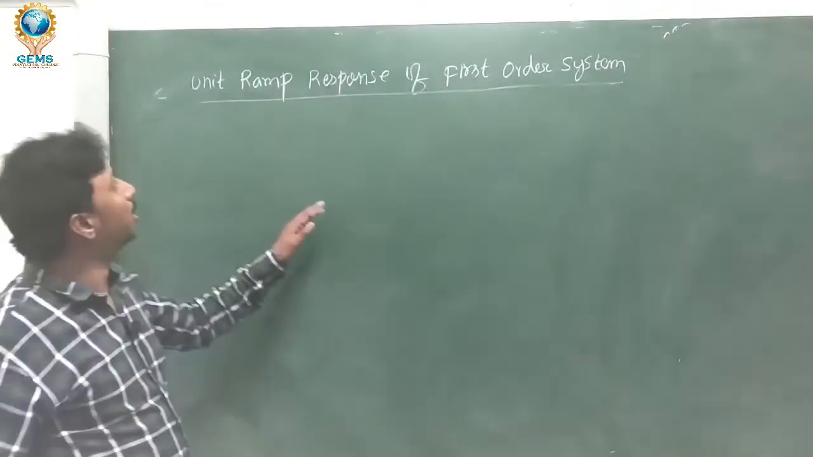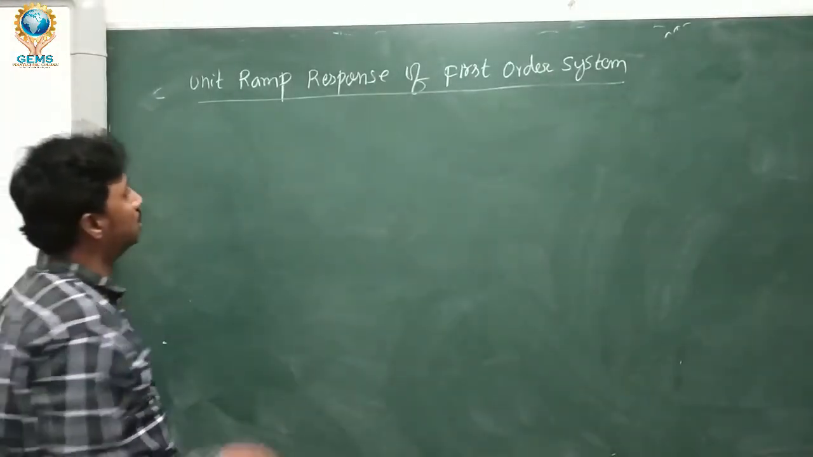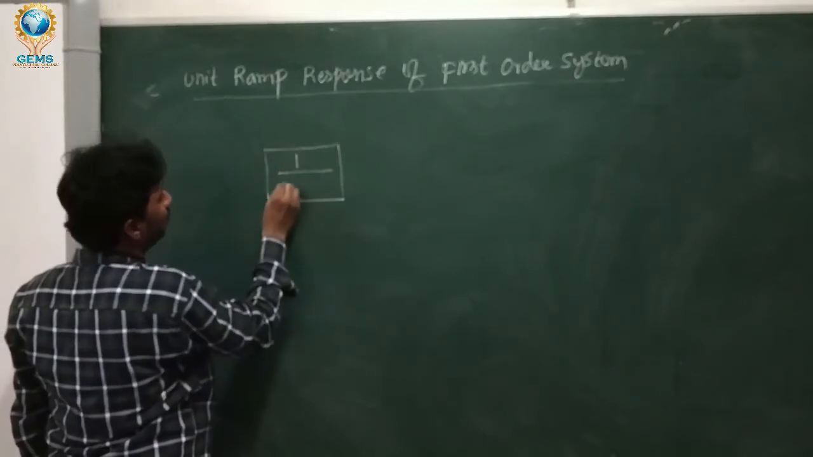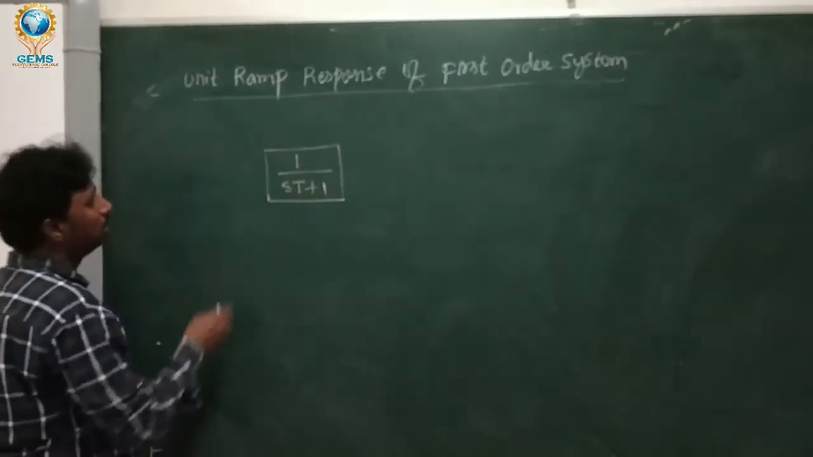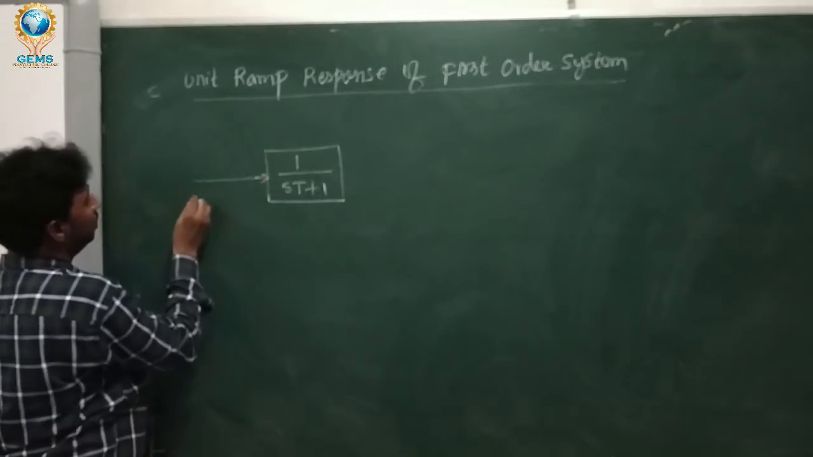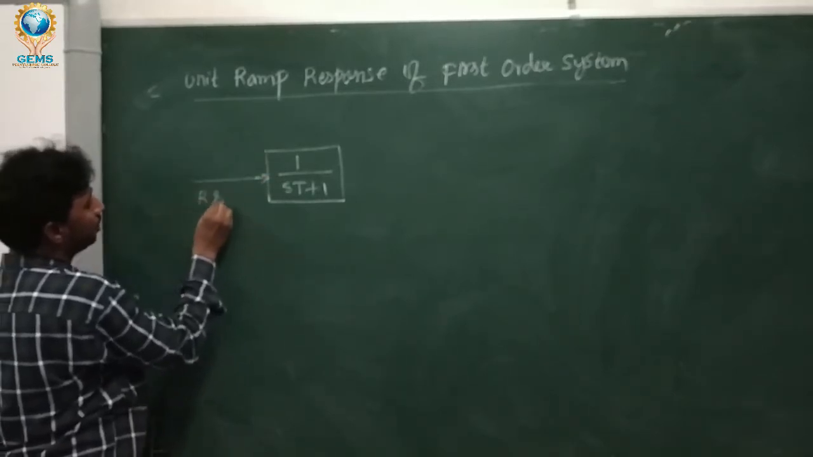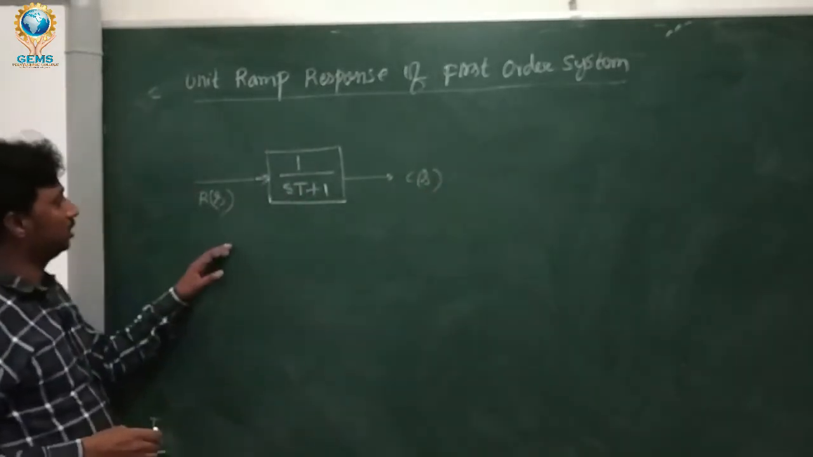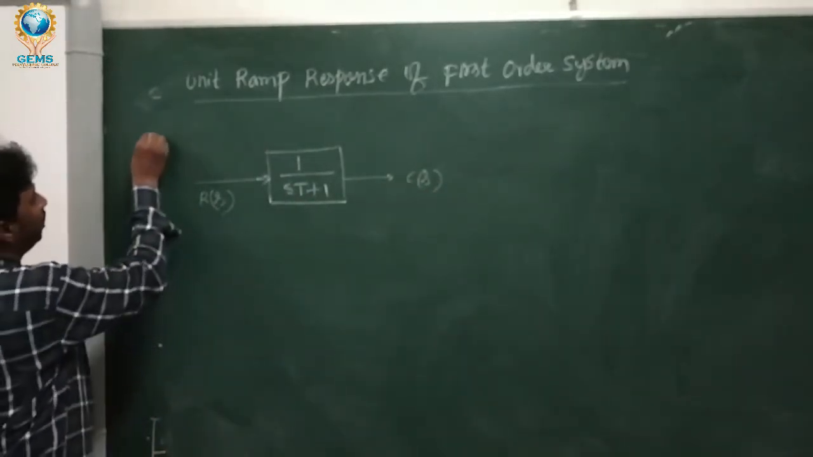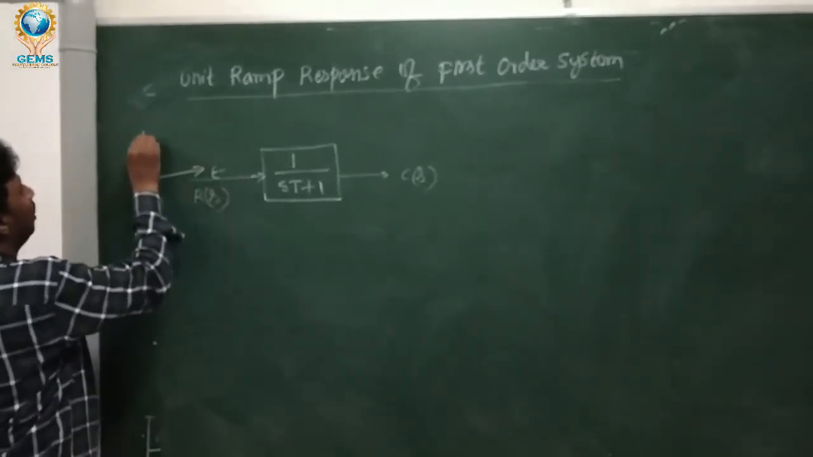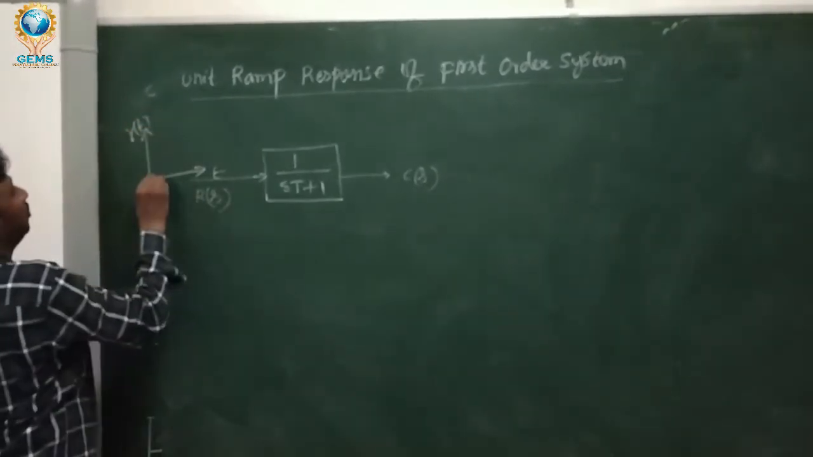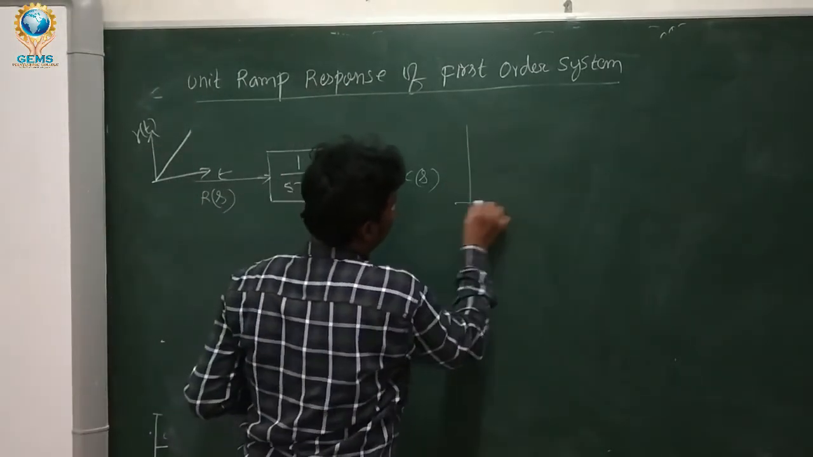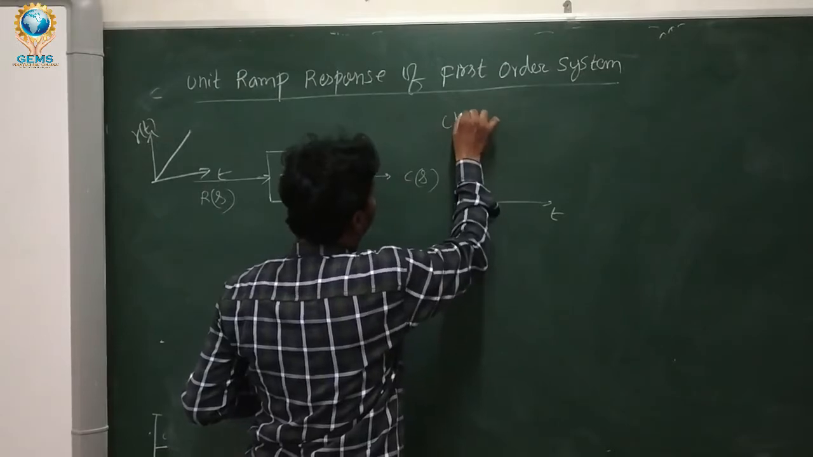Now for the first order system, I am going to apply the unit ramp signal. You know that this is your first order system, 1 by (sT plus 1). You are giving the input signal R(s), and your output is C(s). The input signal you are giving is r(t), a ramp signal. We have to study what response we will get.